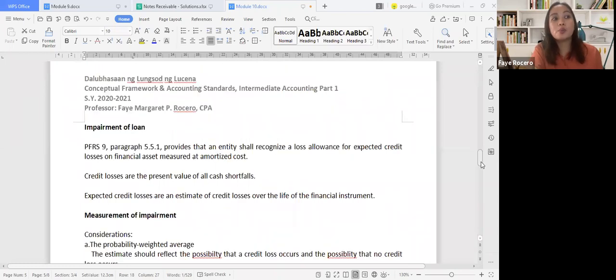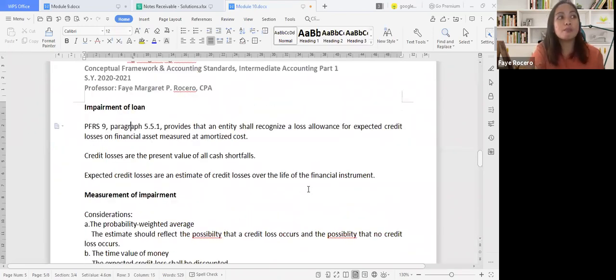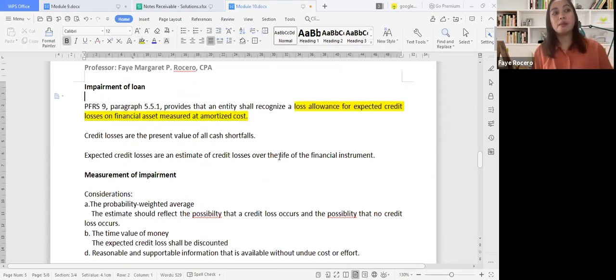Now let's talk about the impairment of loan. Like we mentioned, part of amortized cost, di ba, we add or deduct any impairment. When we say impairment, it is a loss allowance, because it may be uncollectible. May risk, di ba, pag tayo ay nagpapautang. So it is a requirement by PFRS 9 that we shall recognize a loss if there's a probability for it.